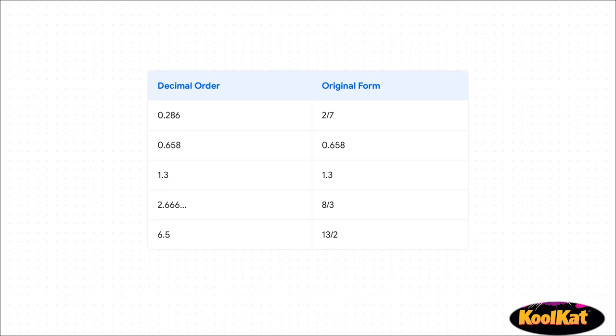The smallest number here is clearly 0.286. That was David's 2/7. Next up is 0.658, which was Maria's distance. Then comes your 1.3 miles. After that is Sarah's 2.666, which was 8/3. And the biggest, by a long shot, is Kevin's 6.5 from 13/2. And there we go. We have our order.